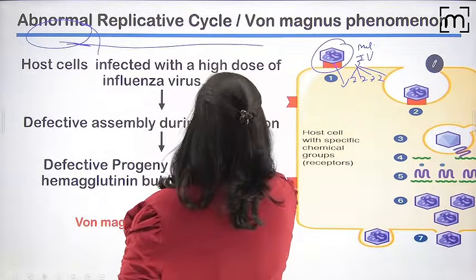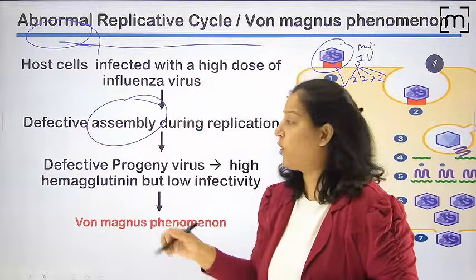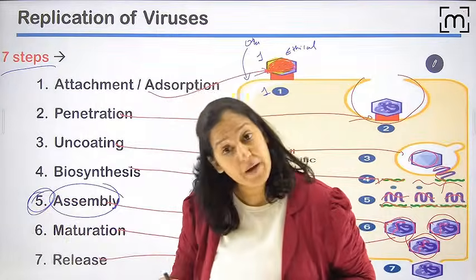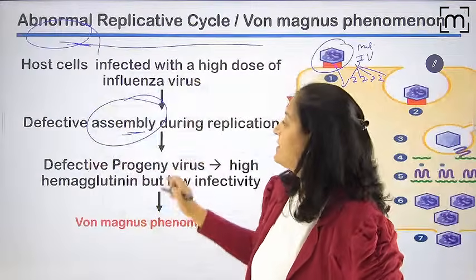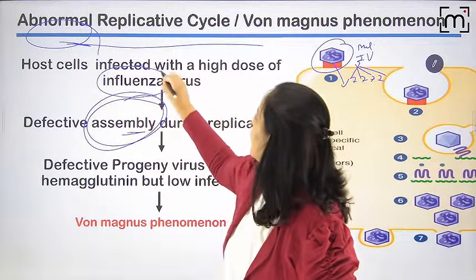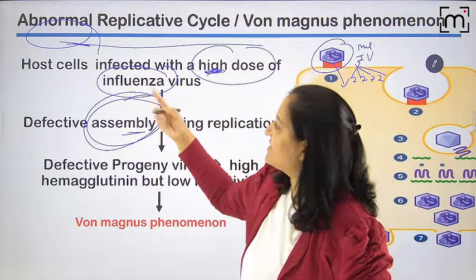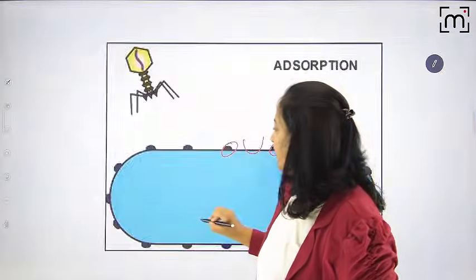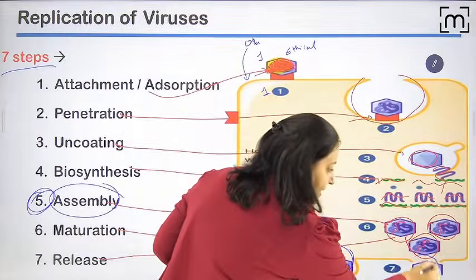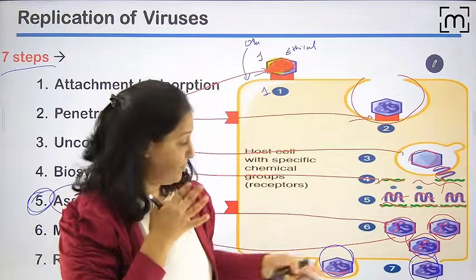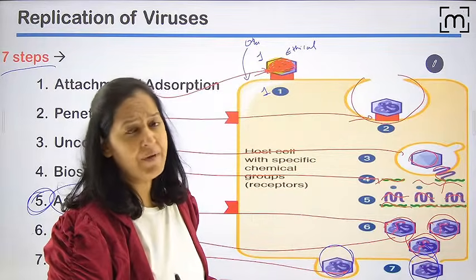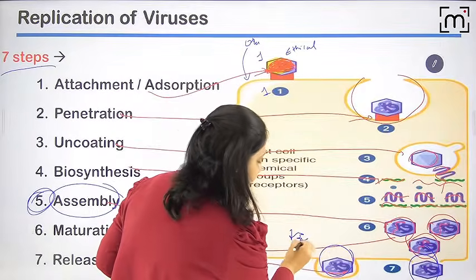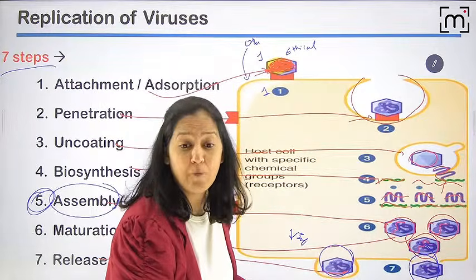So step number 5, abnormal assembly, takes place. Because of this overcrowding, the assembly step, step number 5, will become abnormal, when multiple influenza viruses at a high dose enter one host cell. So whatever progeny is formed here is abnormal, because it is due to abnormal assembly. What is the abnormality in this progeny? This progeny is of low infectivity. Infectivity is very low. It's an abnormal progeny, abnormal daughter cell.